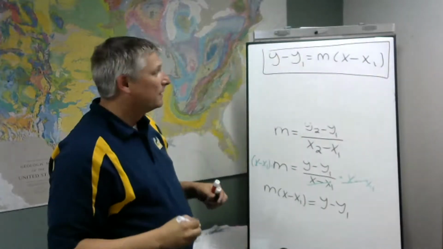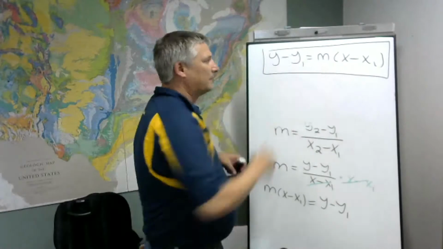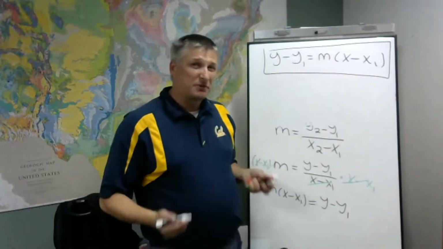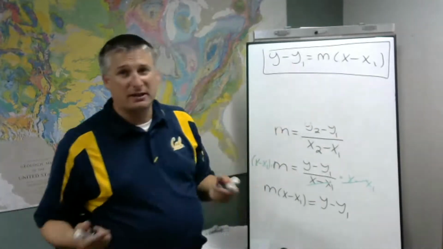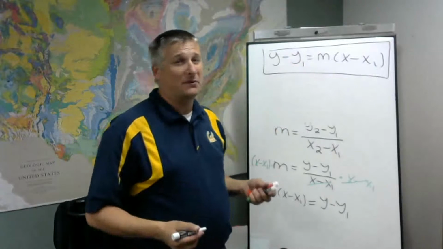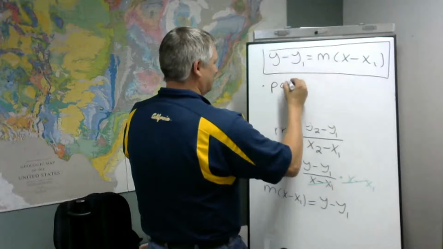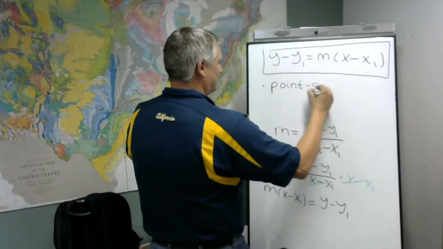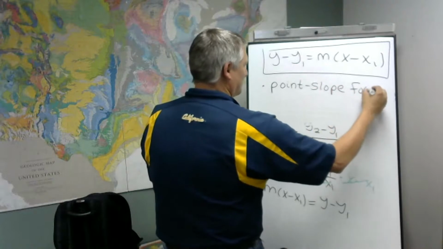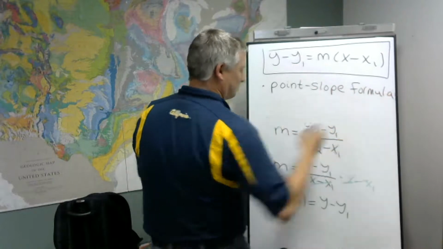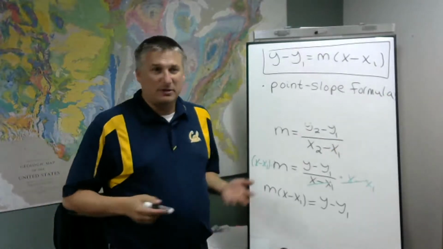And that's the form. It's called the point-slope formula. Point, slope. It's different than the slope-intercept form because, in this case, this point could be much more generic than an intercept. It doesn't have to be on the y-axis. And there we go.